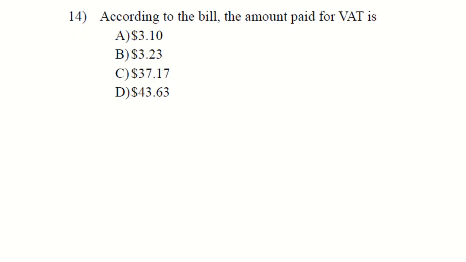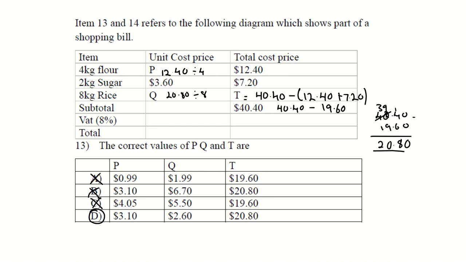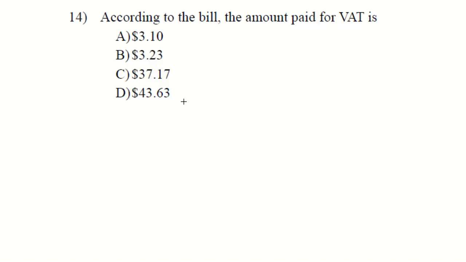And then let's look at this according to the bill. They want to know the VAT paid. They said VAT is 8%. So it would be 8% of $40.40. And so that's 8 over 100 multiplied by 40.40, right?